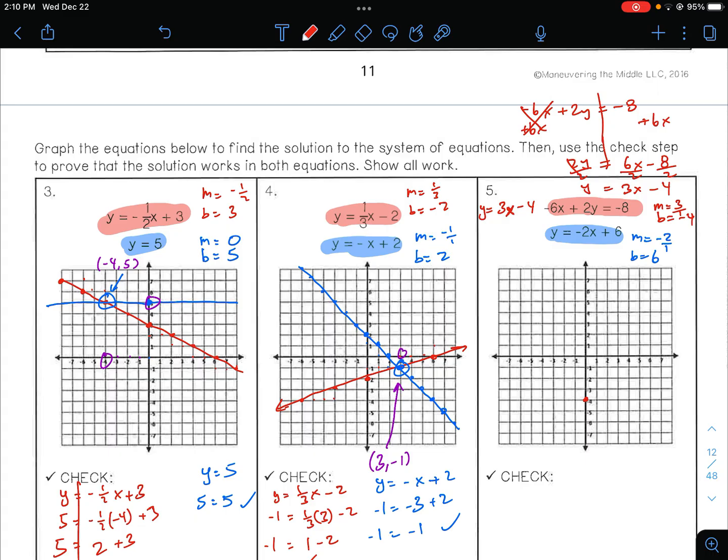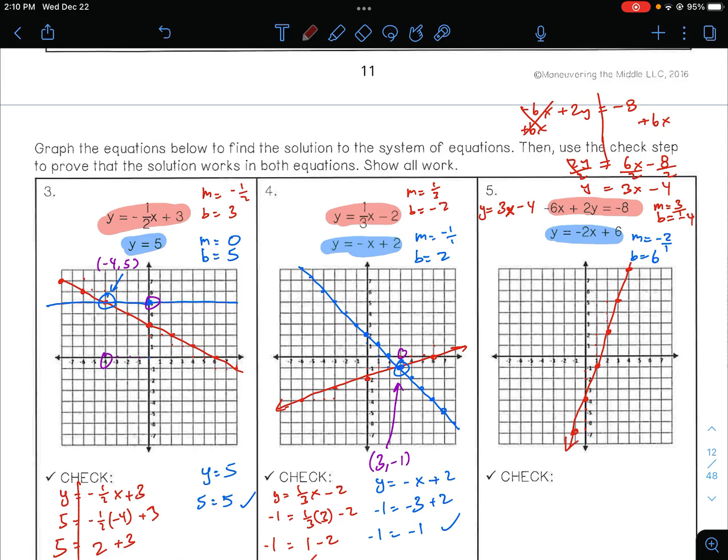3 over 1 is 1, 2, 3, rise 3, run 1, rise 3, run 1, rise 3, run 1. Let's take that backwards. Go backwards 1. That's what that looks like.